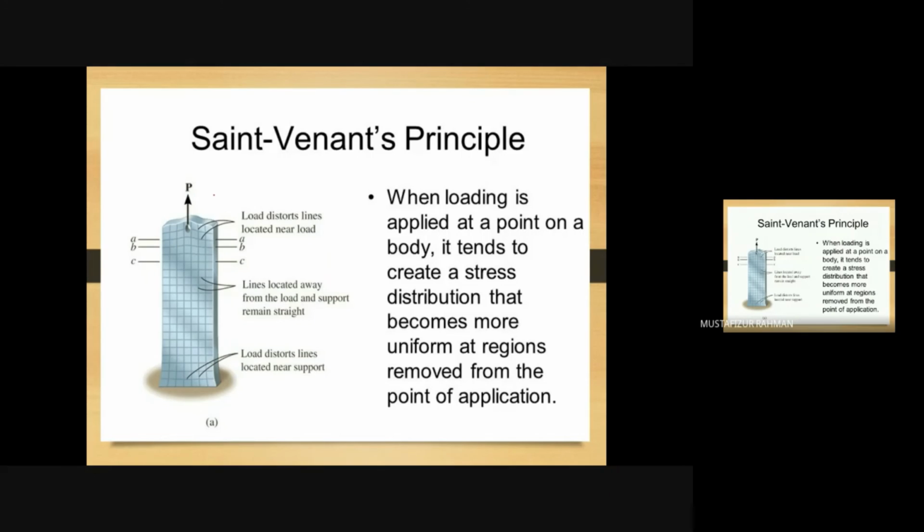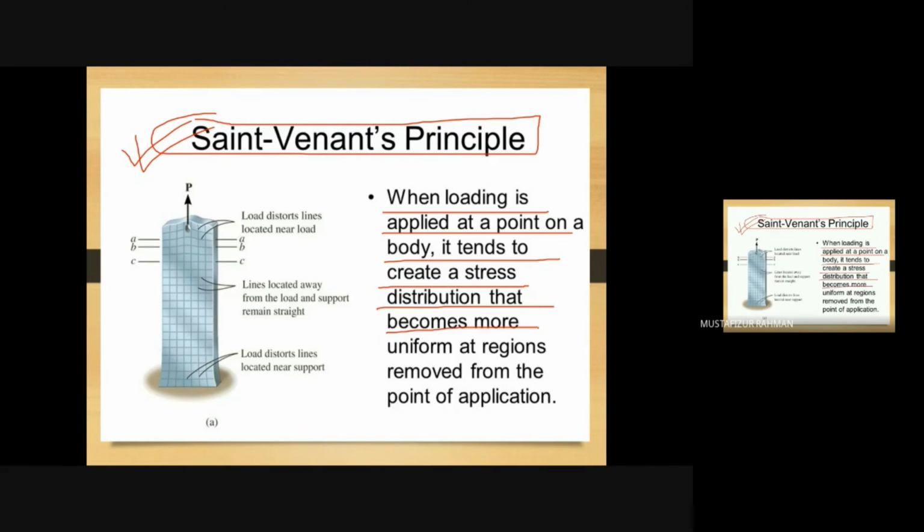Then we have one important principle, St. Venant's principle. This principle says that when loading is applied at a point on a body, it tends to create a stress distribution that becomes more uniform at a region removed from the point of application. Okay, stress distribution, how the stress is distributed across the cross section. Here we have a structural element, for example, and we are applying a concentrated load here. So the stress distribution will not be uniform here. The stress distribution is uniform away from the point of application of the load.